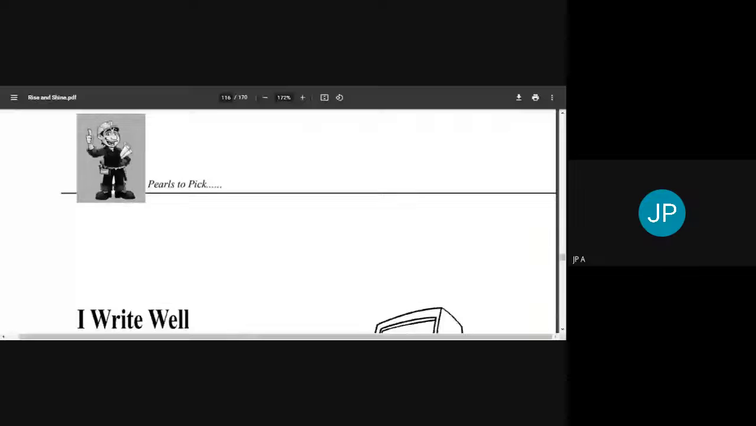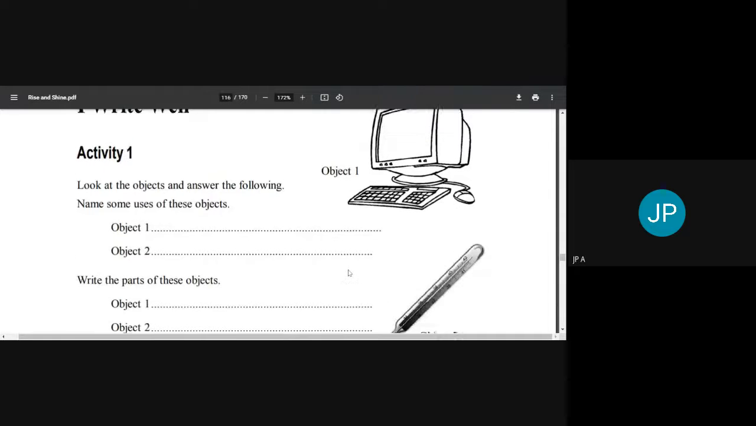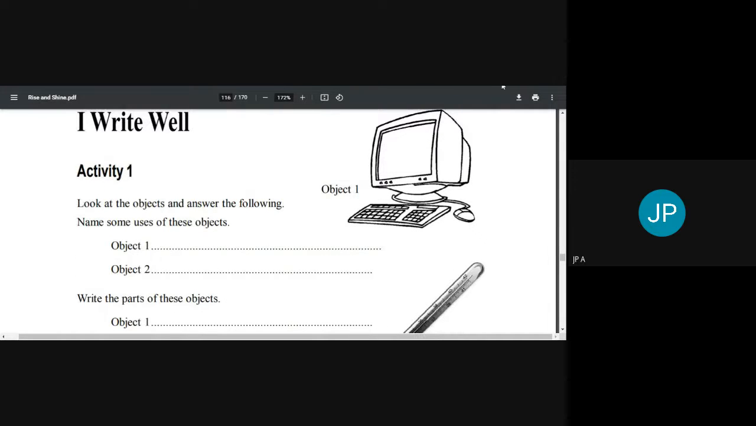So the final topic is about describing an object, how we can describe an object. For instance, for the exam, you will be given a picture of an object and you will have to describe that object. So this comes under the Write Well section of the textbook. This is in the third module, page 102. So this is how that chapter begins.